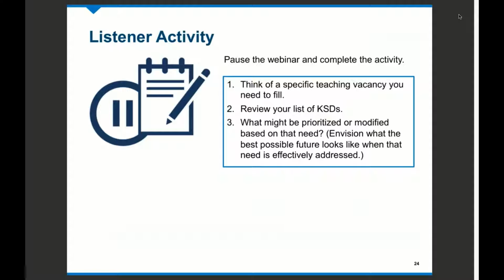Now, we again encourage you in a moment to pause the video and again reference your list of KSDs that you developed earlier when you now think about the specific vacancy or vacancies that your Grow Your Own program is seeking to address. Consider what might be prioritized or modified based on that need. Once you've had a chance to do that reflection, please push play to continue the webinar. At this point, though, push pause to revisit that list in light of your teaching needs.